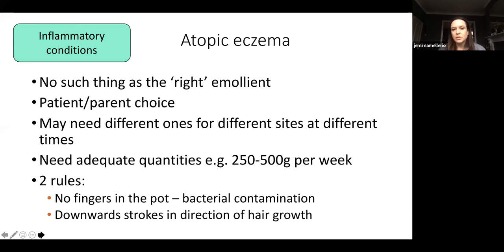And it may be that using something lighter and more creamy during the day works better for them. And then at bedtime, you can put something a bit heavier and a bit more greasy on.